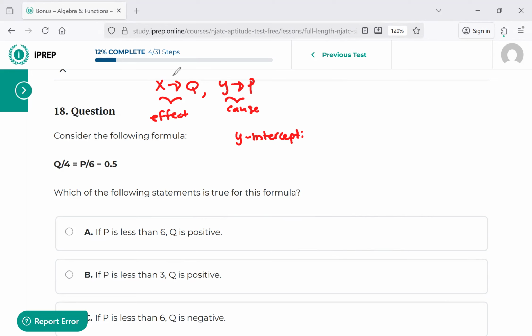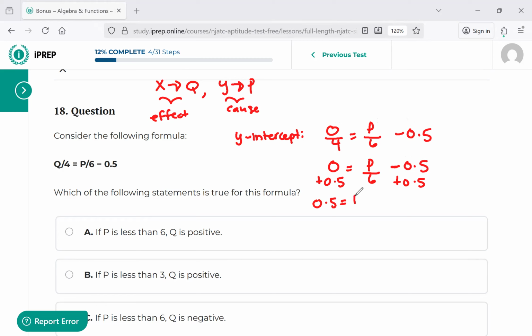Our x is q. So in our case, wherever you see q, plug in 0. So 0 over 4 equals p over 6 minus 0.5. Then you solve for p. What's 0 divided by 4? 0. So 0 minus 0.5. Then you solve for p by adding 0.5 to both sides: 0.5 equals p over 6. Then I would multiply both sides by 6.